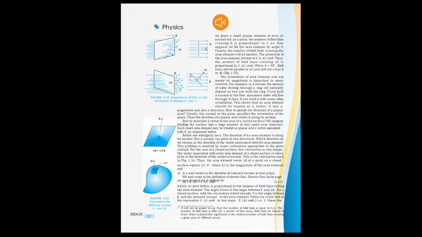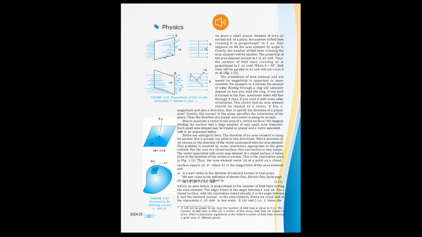Notice one ambiguity here. The direction of an area element is along its normal, but a normal can point in two directions. Which direction do we choose as the direction of the vector associated with the area element? This problem is resolved by some convention appropriate to the given context. For the case of a closed surface, this convention is very simple. The vector associated with every area element of a closed surface is taken to be in the direction of the outward normal. This is the convention used in figure 1.16.